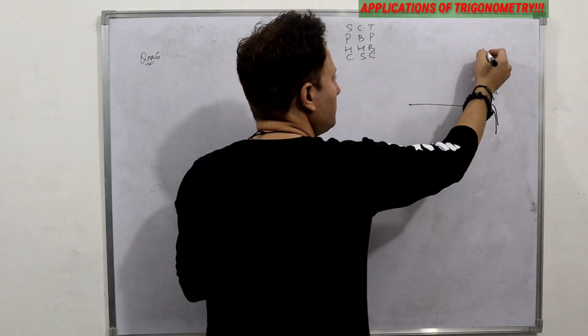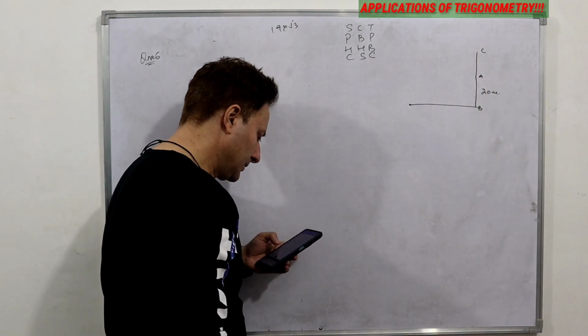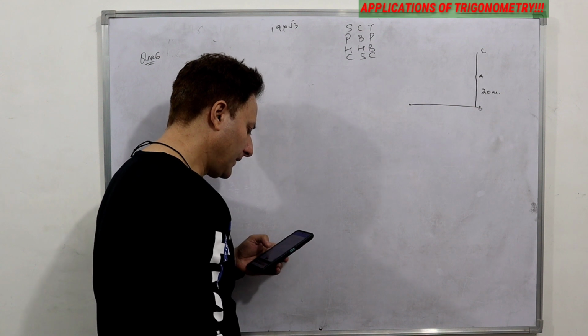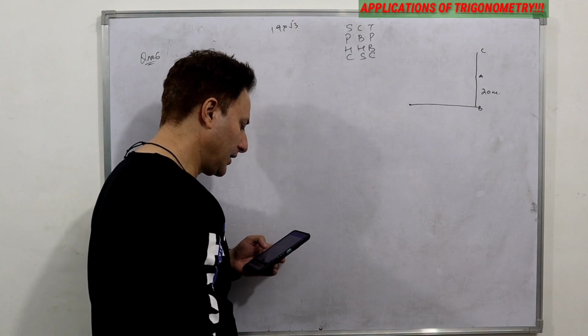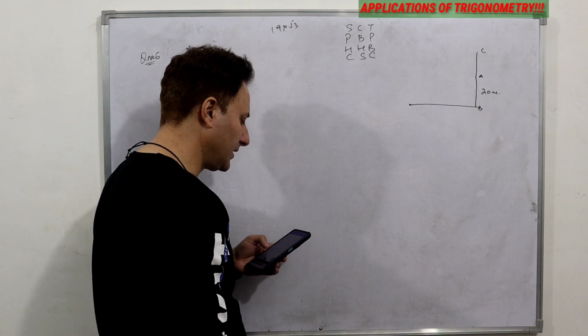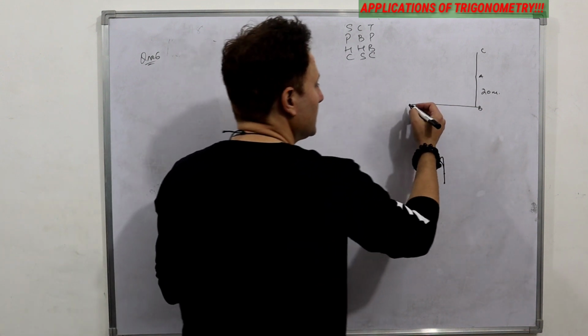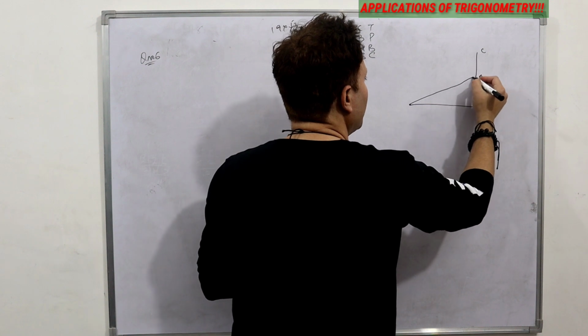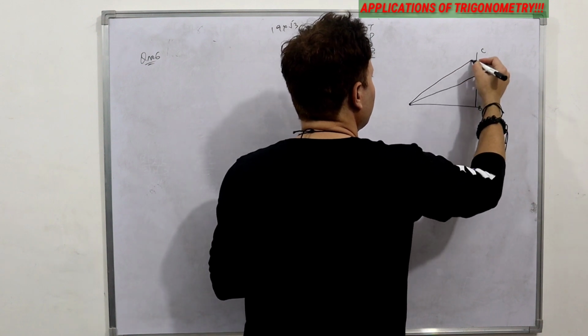And then what does it say? It says the angle of elevations of the bottom and top of the transmission tower fixed at the top of a 20-meter high building are 45 and 60. So we have two angles in the making.